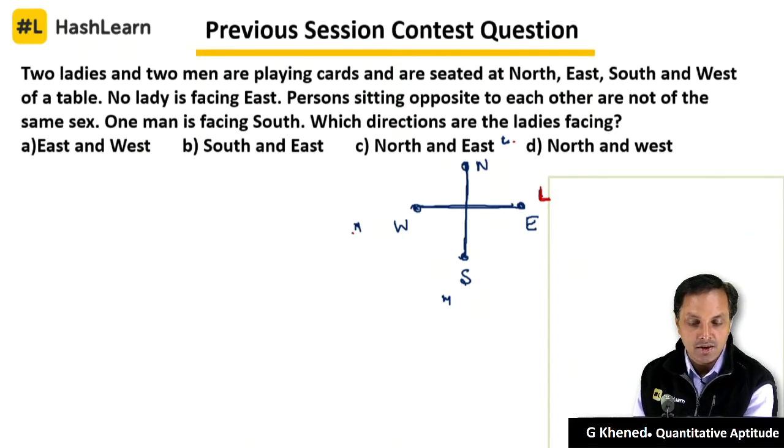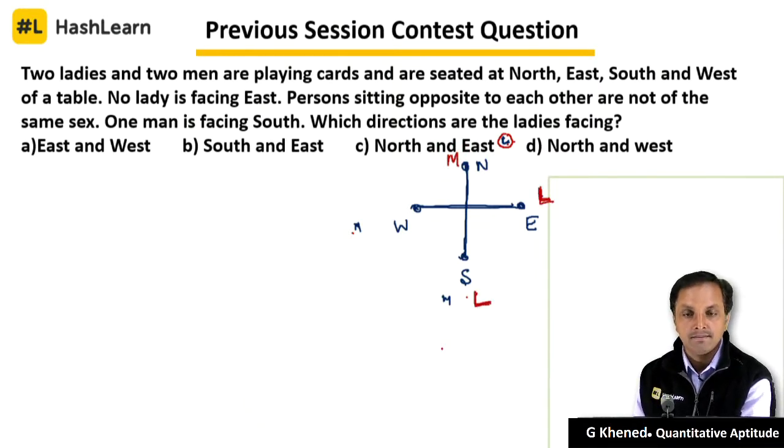One man is facing south. So, if the man is facing south, the lady should not sit here, because the man should face south, which means your man should come here. So, we will change the lady to south. Lady to south. So, which directions are the ladies facing?